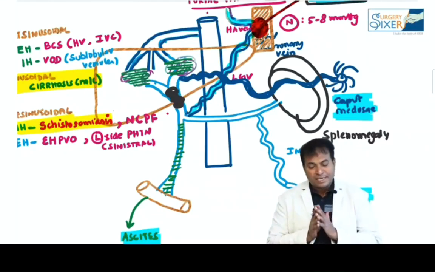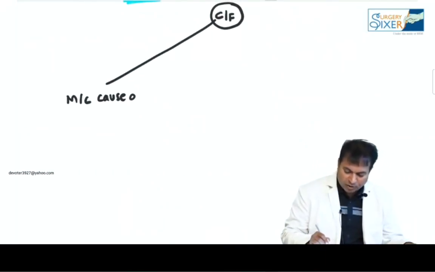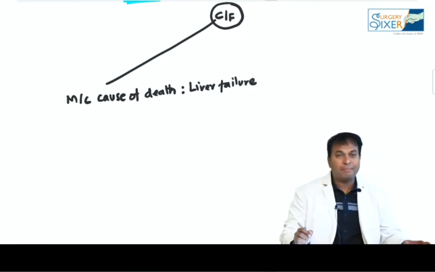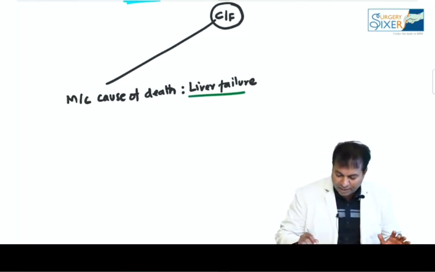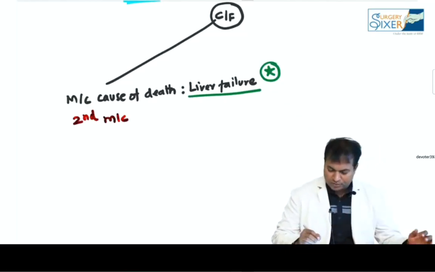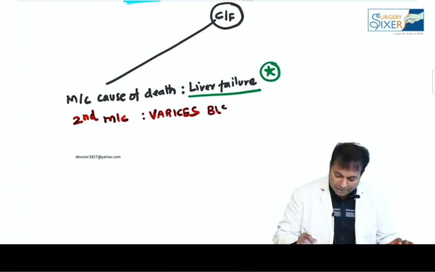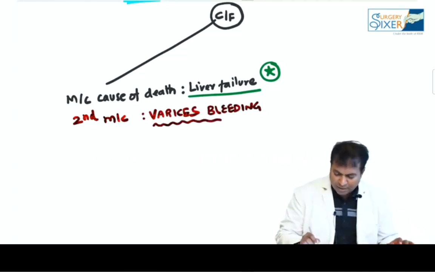So in a portal hypertension patient, these are the clinical features the patient comes to you with. The most common cause of death in these cases of portal hypertension is liver failure, which can be prevented only by liver transplantation. The second most common cause, which we can prevent, is varices going for bleeding. So the second common cause of death is variceal bleeding.